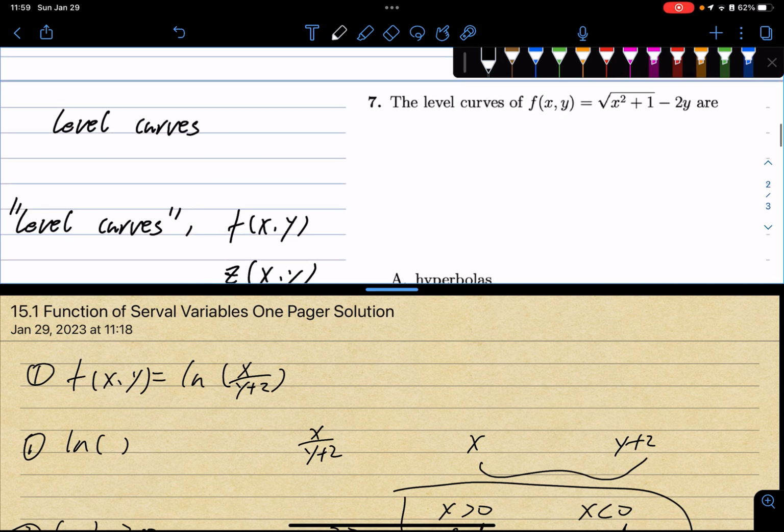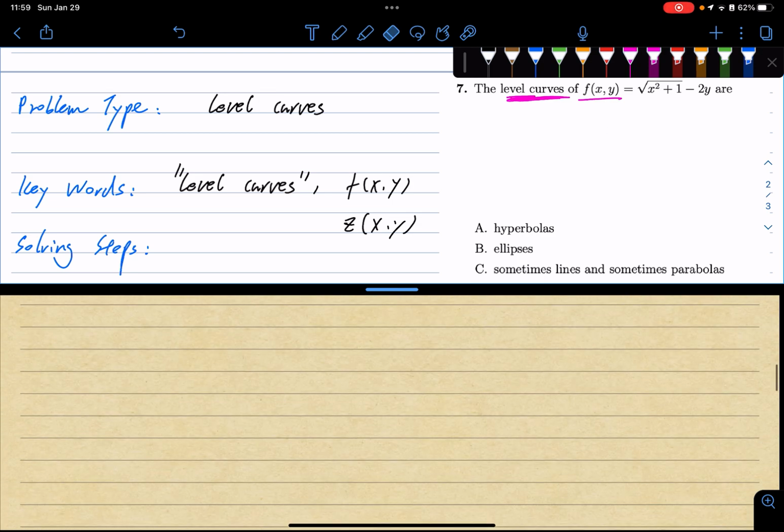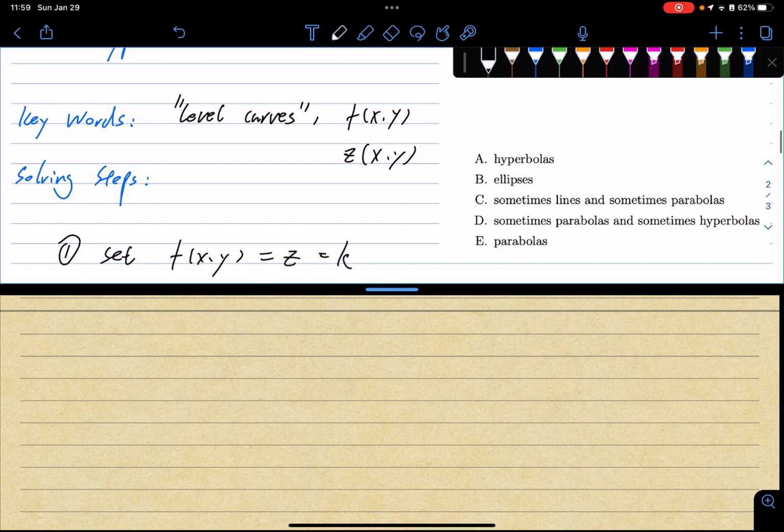Right, so now we're talking about level curves. So again, this is an easy question to identify. This is a level curve, and you also have this function f of x, y equals something, something. So to solve this type of problem, the first thing we're going to do is set f of x, y equals z, which equals k.